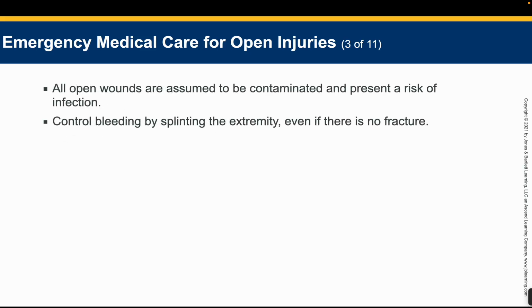One thing to always assume with open injuries is that they're contaminated. Any break in the skin creates that pathway for bacteria, so infection is always a concern, even if the wound looks relatively clean. Another helpful point is that splinting can sometimes help control bleeding, even if there's no obvious fracture. By stabilizing the extremity, you reduce movement and help minimize further tissue damage and bleeding.